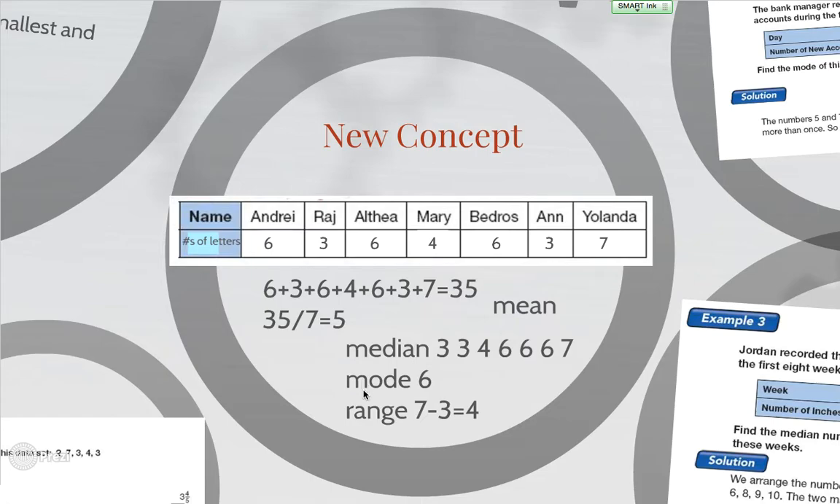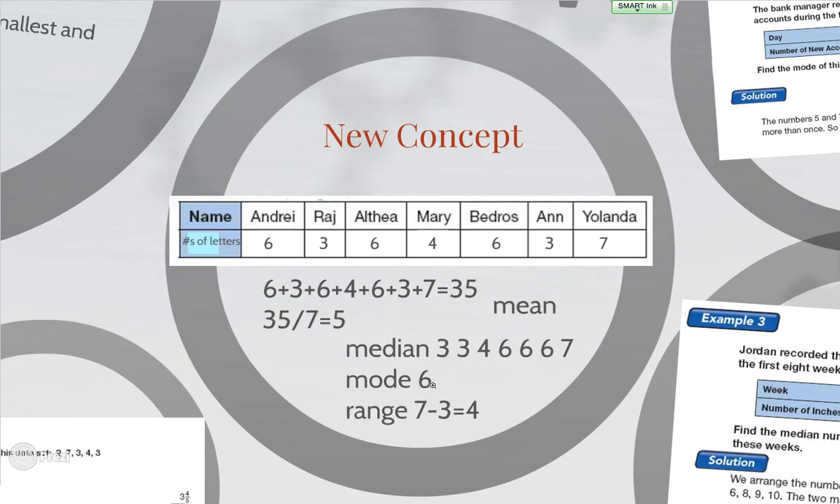Now mode, the way that I remember mode is that it has MO in it, the same as most. So what I'm going to look at is which number appears the most. That's how you find our mode. We look at our data set, which is 3, 3, 4, 6, 6, 6, 7, and we find that 6 appears the most. So our mode would be 6 in this case.